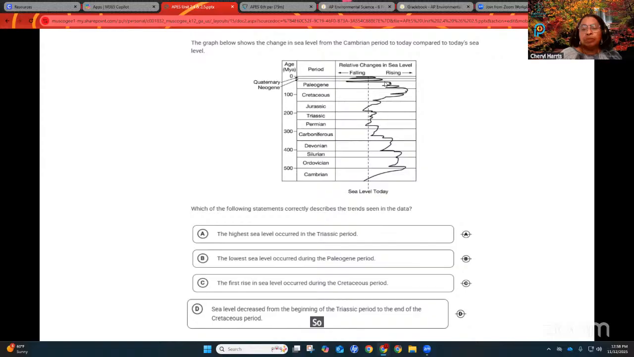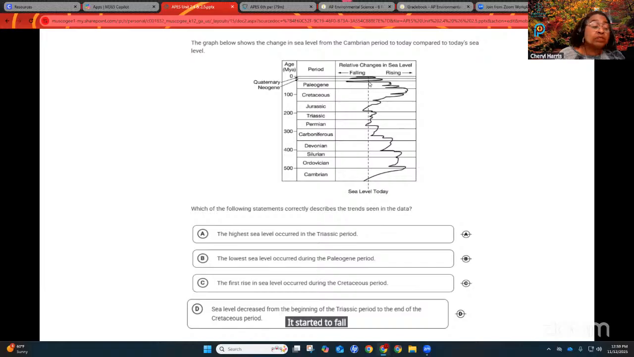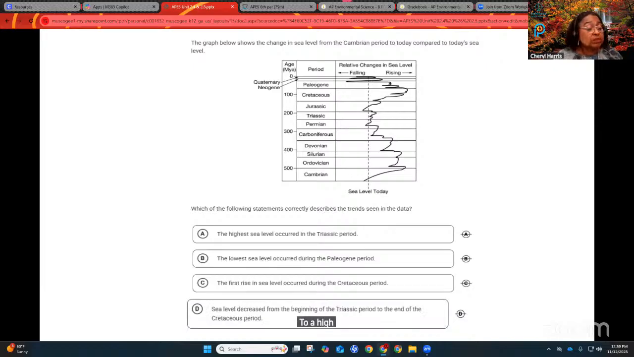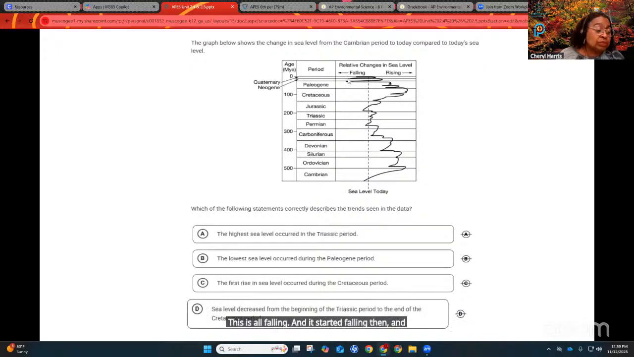Right at the top, it was rising at the beginning of that period, and then towards the end of that period, it started to fall. And it looks like it's been falling ever since. It hasn't gone back to a high level since. So you have to look way at the top, because if you just glance at it in the box, it looks like it's rising. But as you remember, you're going from the bottom up to the present day. The very top squiggle, before it changes into the Neogene and Quaternary, is all falling. It started falling then and it hasn't gone back up since. Okay. Everybody see that?